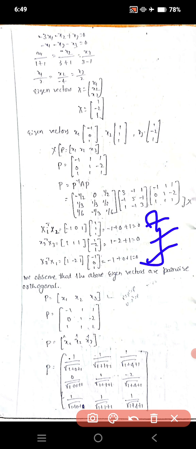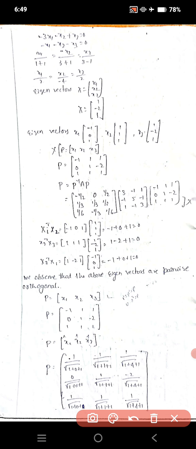So the 3 vectors are pairwise orthogonal. From this we conclude that the above eigenvectors are pairwise orthogonal. So that's why we can write P is equal to x1 x2 x3.